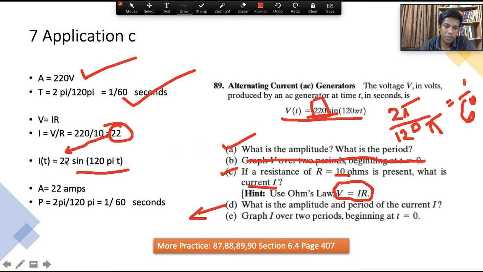So what is the amplitude here? Now the amplitude is different. Amplitude is 22, but period is still the same, 1 divided by 60, because that value did not change. They just asked us to change the first value, based on this formula. And then again the graph of this question is not needed here at this point.